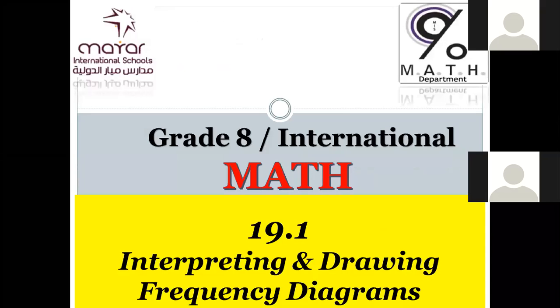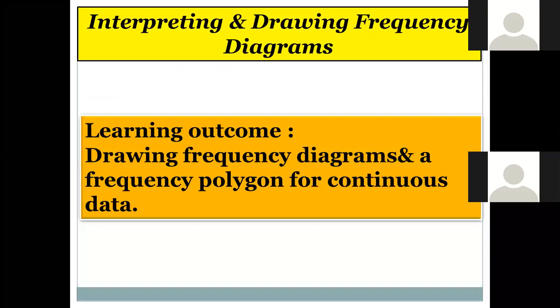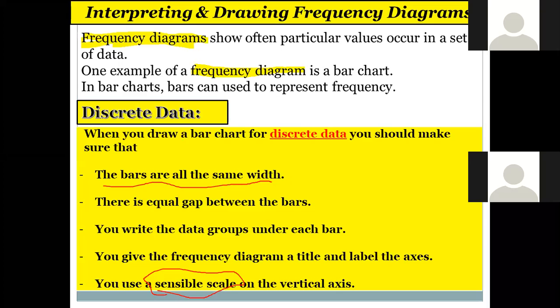Here we are. So we're interpreting and drawing frequency diagrams. Here, we are handling data, talking about data, discussing and interpreting diagrams in general. So what we will do today, we will draw something called a frequency diagram and a frequency polygon. This frequency polygon we draw for continuous type of data. Okay?